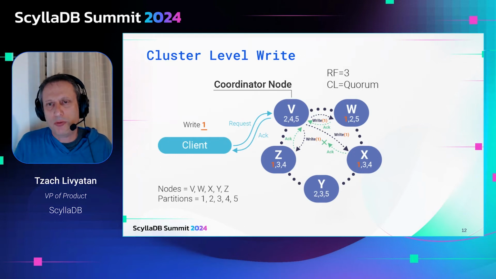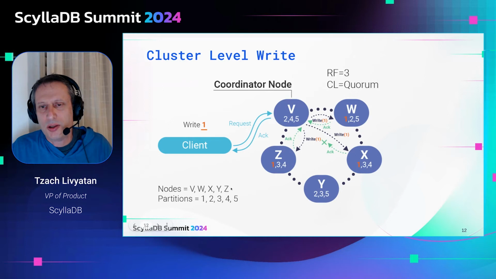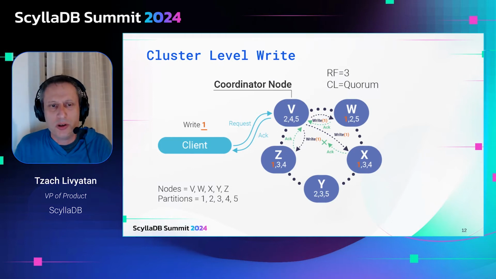It checks the replication factor is 3, so it needs to send the write request, or mutation as we sometimes call it, to 3 different nodes. In this case, W, X, and Z. It sent the write request and is waiting for ACK. In this case, it got ACK only from 2 nodes. So what do you think V, as a coordinator, should do in this case? It only got 2 ACKs. Should it return a success or failure to the client? Or maybe just wait for the 3rd node to respond?